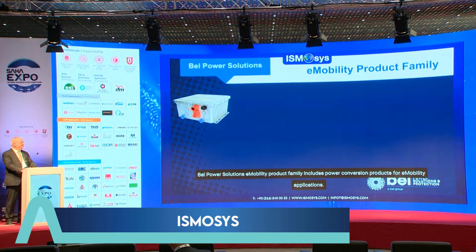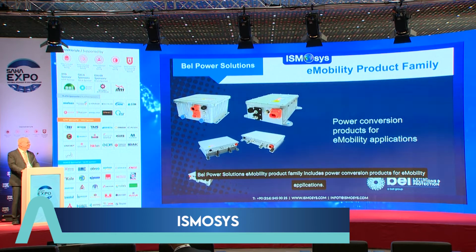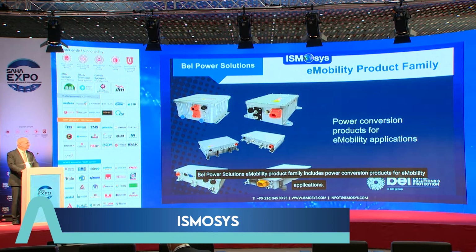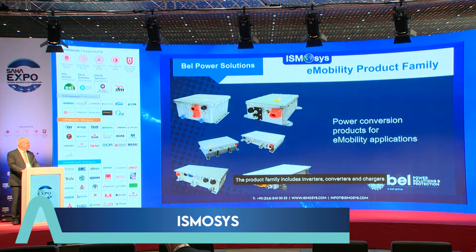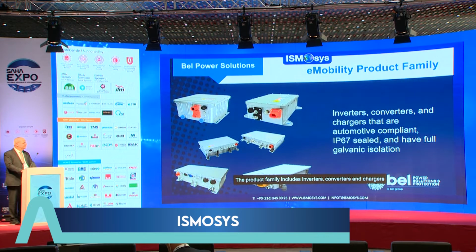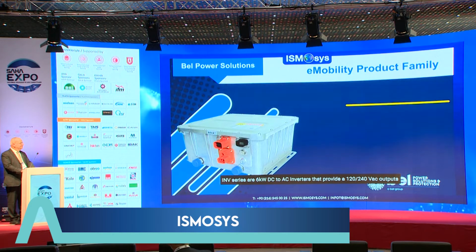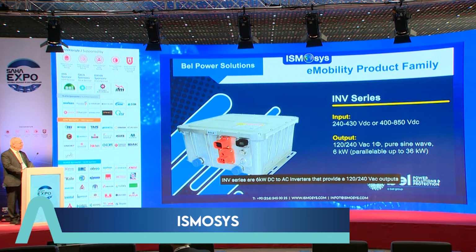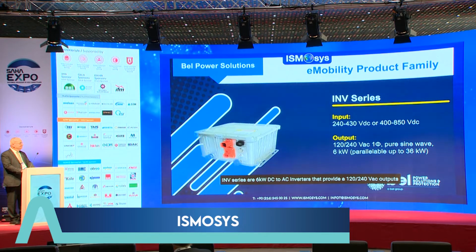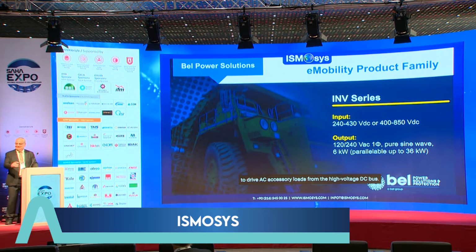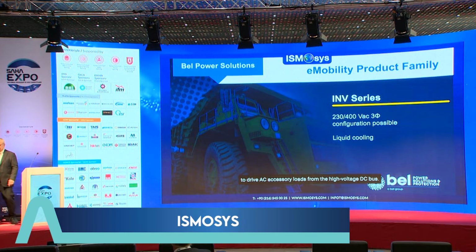Bell Power Solutions e-mobility product family includes power conversion products for e-mobility applications. The product family includes inverters, converters, and chargers that are automotive compliant, IP67 sealed, and have full galvanic isolation. INV series are 6 kilowatt DC to AC inverters that provide 120 and 240 volt AC outputs to drive AC accessory loads from the high voltage DC bus.